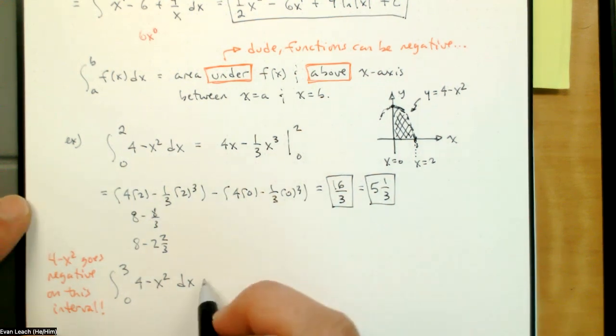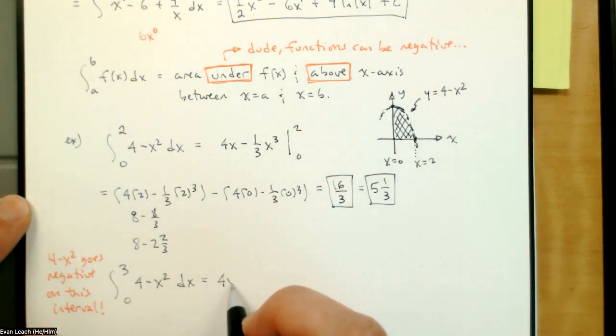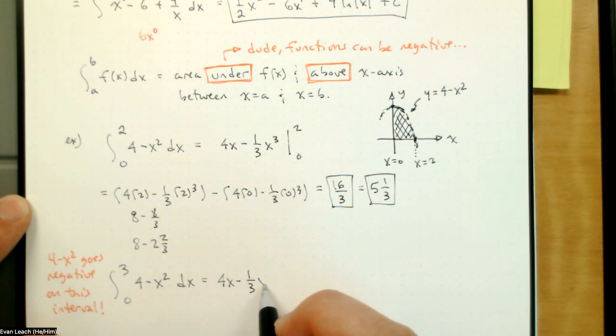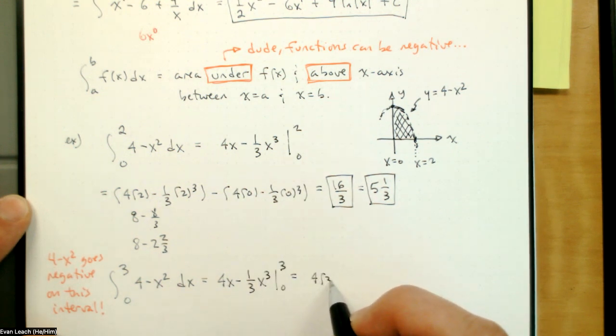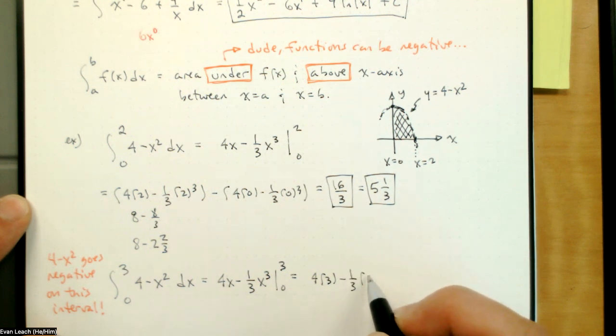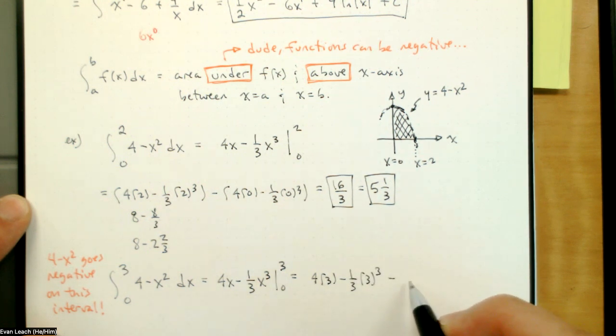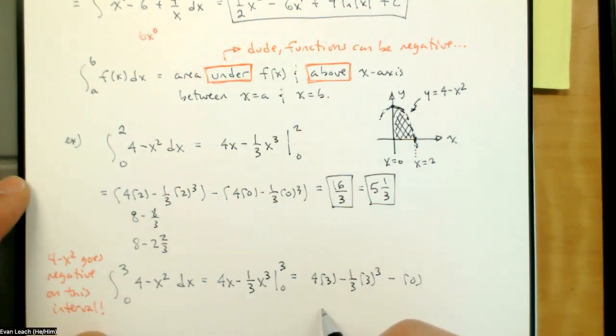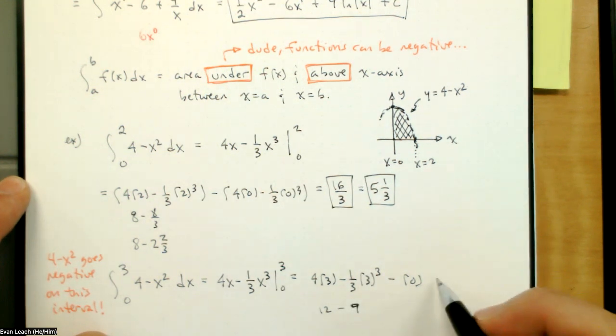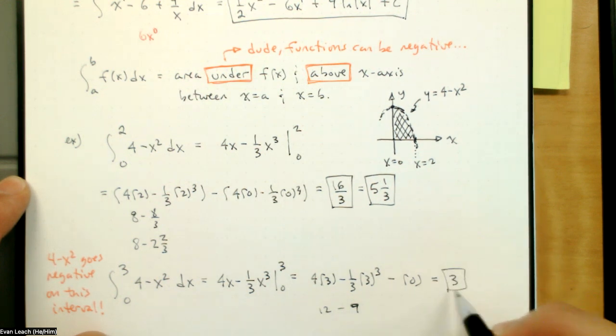Now we're evaluating 4x minus a third x cubed from 0 to 3. So I'm going to have 4 times 3 minus a third times 3 cubed minus, well, 0. At least that part doesn't change. Let's see what value we get now. So 4 times 3 is 12. 3 cubed is 27, divided by 3 is 9. So now our value is 3.